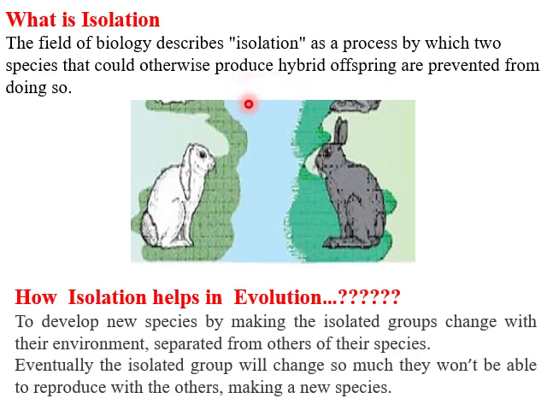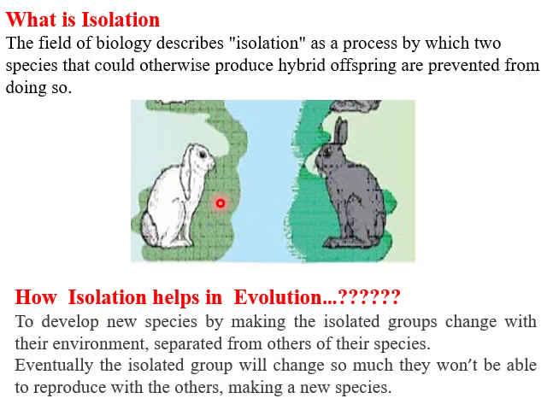In this diagram, you can easily observe that there are two different species of rabbits distributed in two geographical areas, and both species are separated because of a huge river between these two ecological niches. Due to this separation, they cannot interbreed with each other, so their genetic makeup will be different from each other.